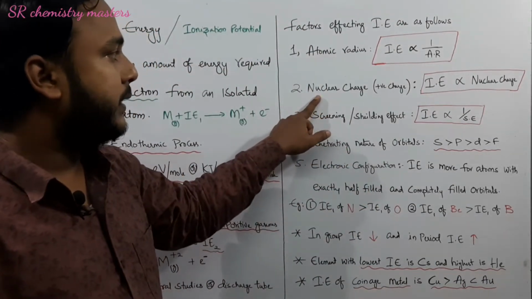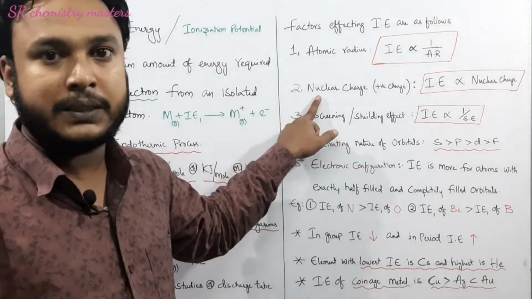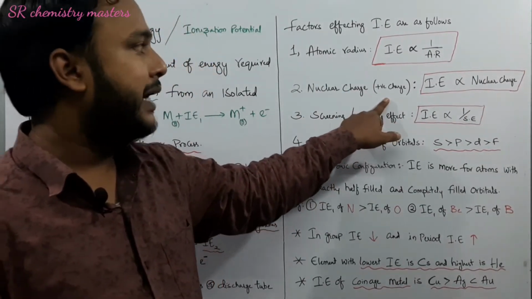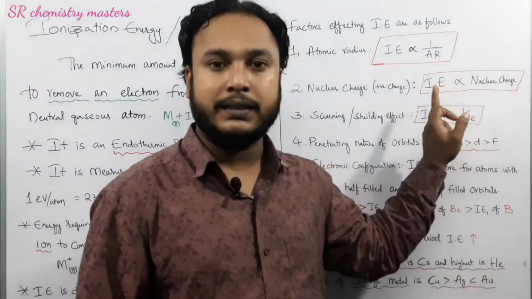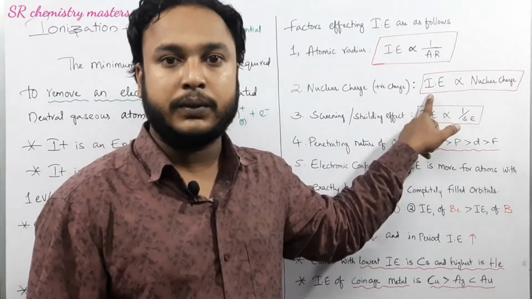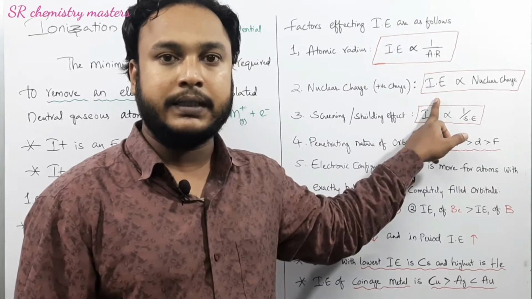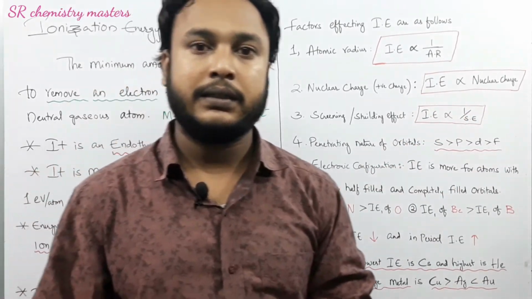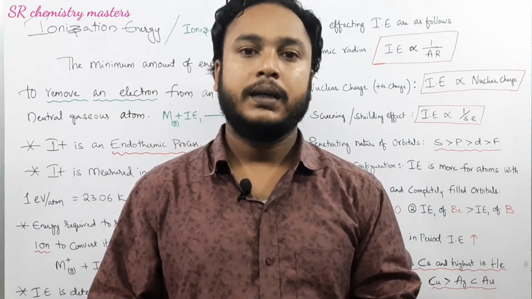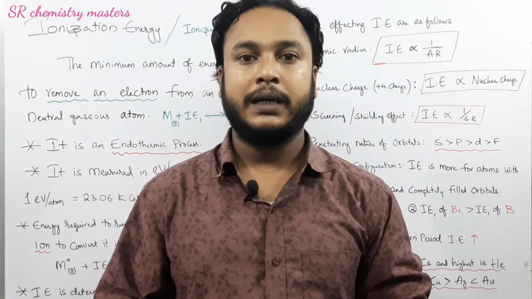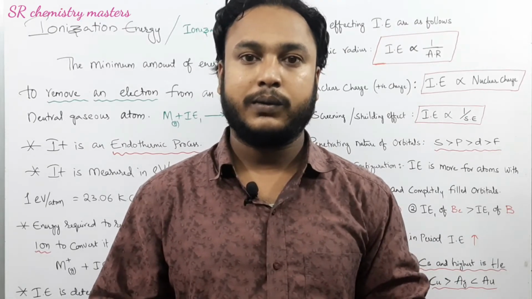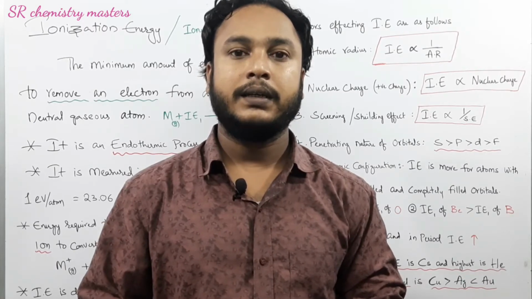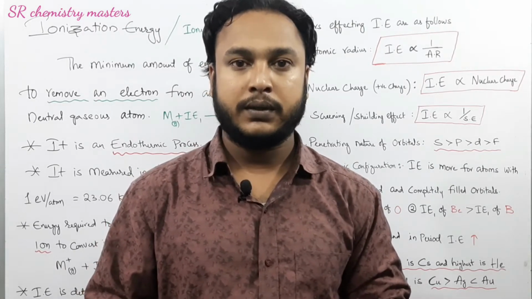Nuclear charge is nothing but the charge present on the nucleus, that is positive charge. Remember, as the positive charge increases, ionization energy also increases. This is the reason why we say that ionization energy is directly proportional to nuclear charge. That is, when an electron is removed from the atom, it is difficult to remove the second electron from the atom. Remember that first ionization energy is less than second ionization energy for most of the elements.